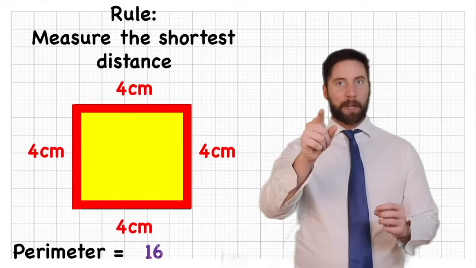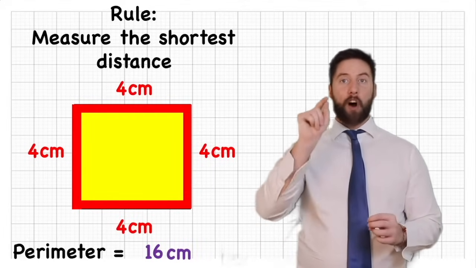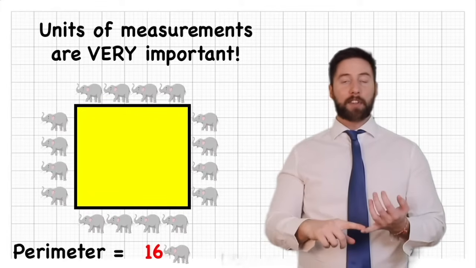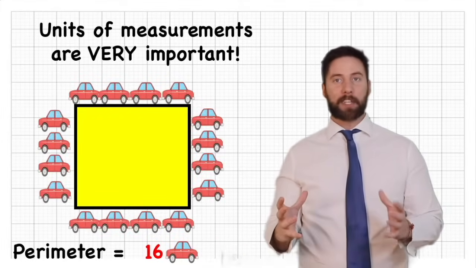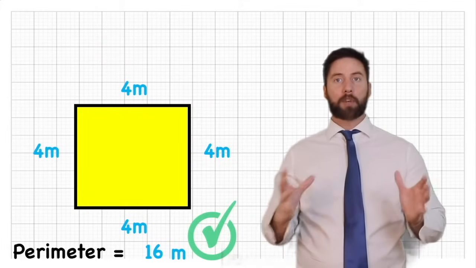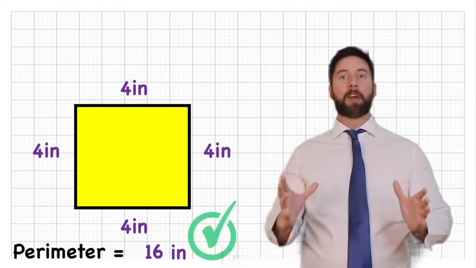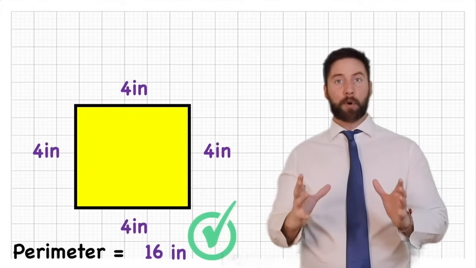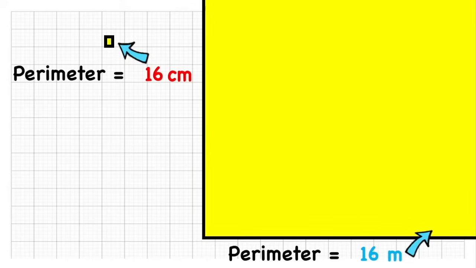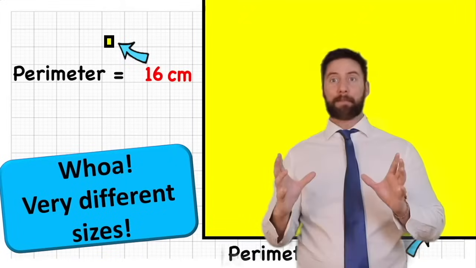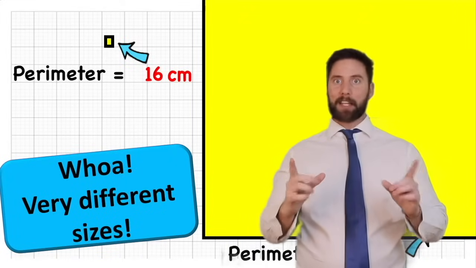That's right, centimeters. The units of measurement are very important. It's not elephants or cars, it's centimeters that we're measuring in here. Could have been miles, could have been inches, or any other form of measurement, but in this case it's centimeters. And it's very important to say that because a square that's 16 centimeters in perimeter is very different to a square that's a mile or 16 miles in perimeter. Okay, so very, very important.